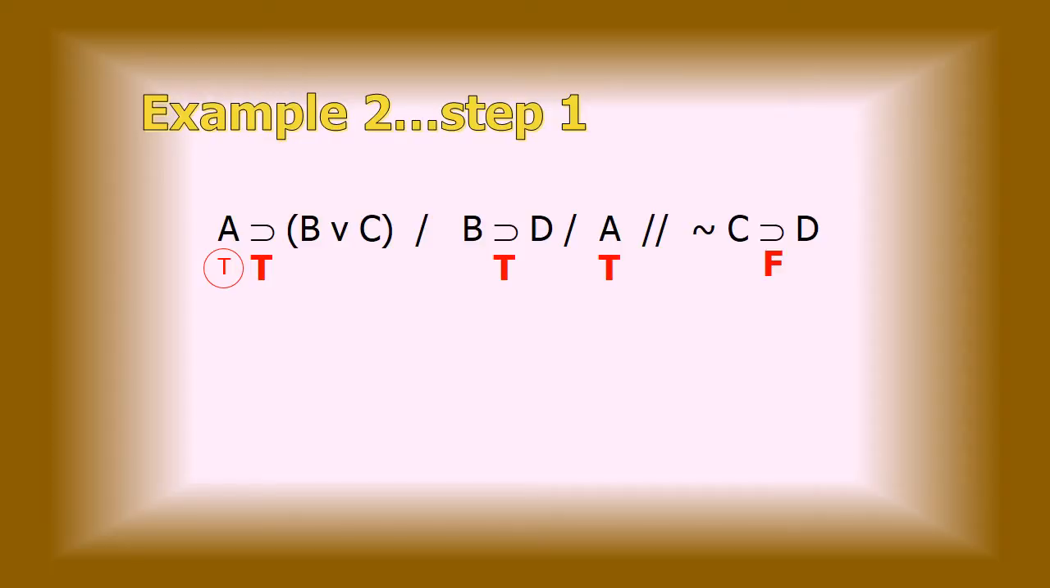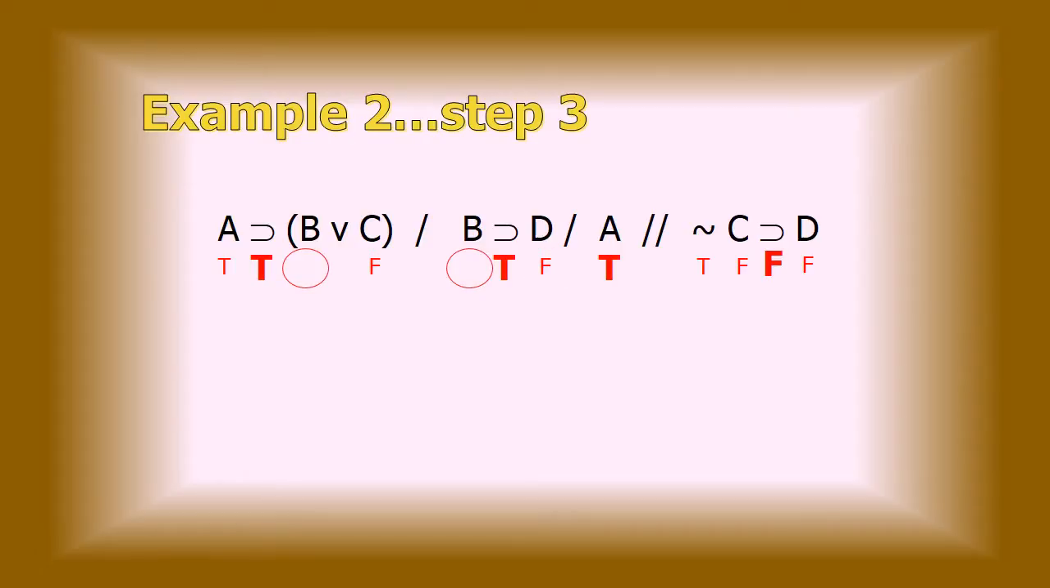So, going down to this premise, step 2, fill in all that you can for this conclusion. And there's only one way for that to be true. It's going to be if tilde C is true and D is false. Now that automatically tells me what to put under C and D right here. We put falses underneath them.